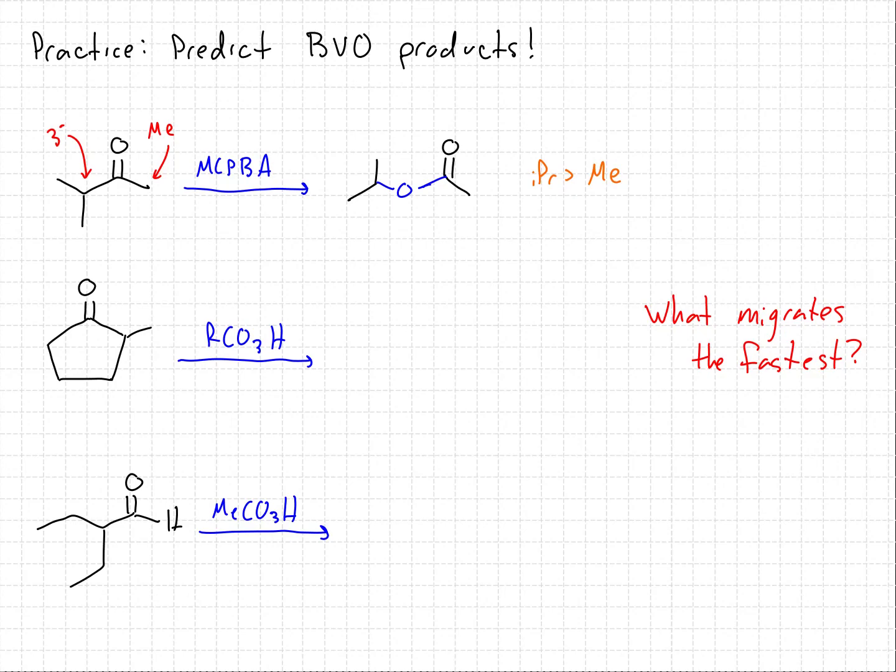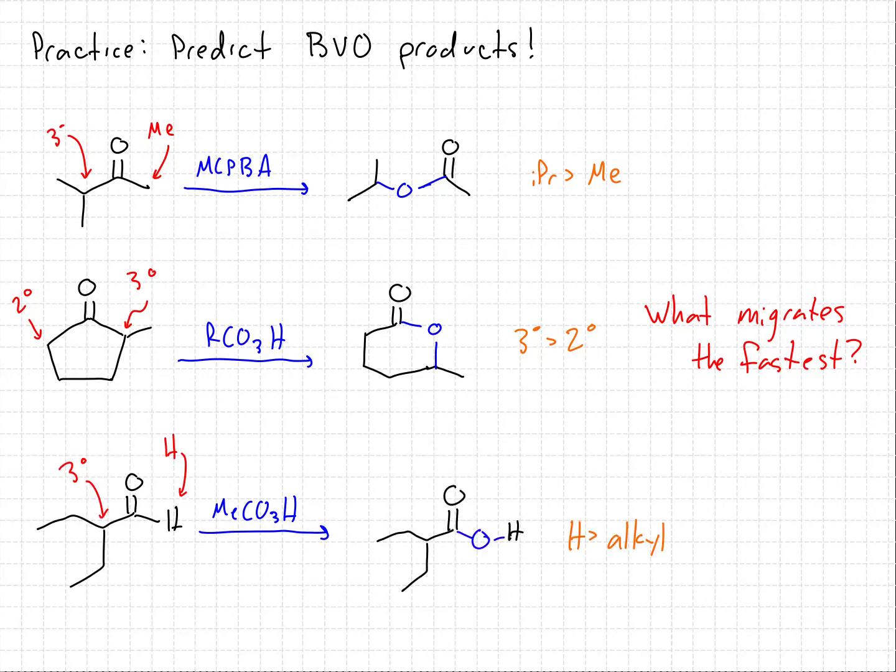In the case of the cyclic ketone, we have a secondary carbon on the left, a tertiary carbon on the right. As tertiary carbons migrate faster than secondary carbons, we're going to end up forming this cyclic ester, which is also known as a lactone. In the case of the aldehyde, the hydrogen is going to migrate faster than the tertiary carbon, meaning that we're going to end up with a carboxylic acid.